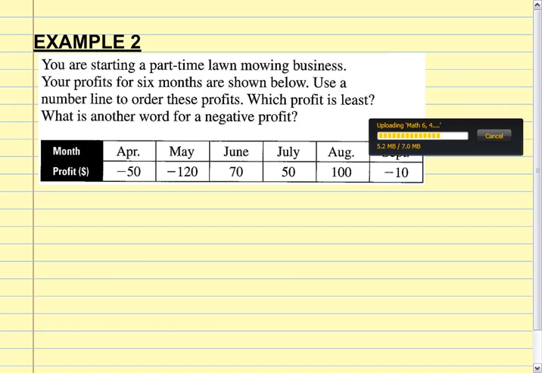Okay, example number 2. You are starting a part-time lawn mowing business.